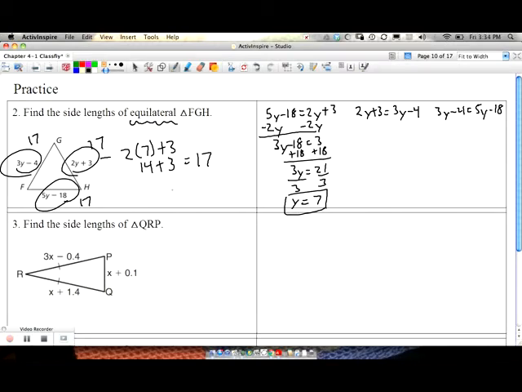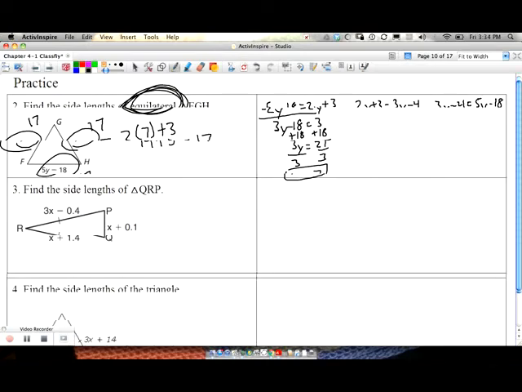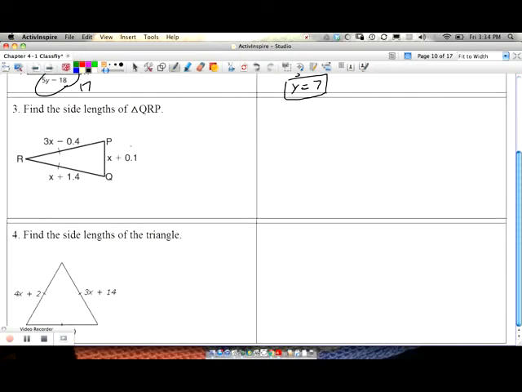Let's do a couple more here. When I look at this one, number 3, it says find the side lengths of QRP. Well, I see I have 3x minus 0.4 and x plus 1.4 and then x plus 0.1. 2 of those match. The third one does not. So which 2 match? It's this side here, RP, and this side here, RQ. So I'm going to have 3x minus 0.4 and x plus 1.4.